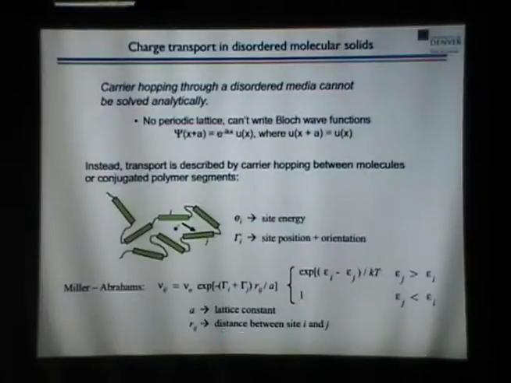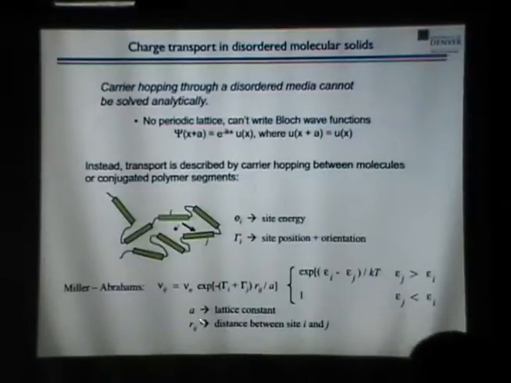There's another term in this formulation which has to do with the molecular orientation. So we can define an energy for each one of these sites, but we can also define a molecular orientation. These things are amorphous, and we can imagine many different orientations that are possible. And the relative orientation between the two molecules also can dictate the rate through an exponential term.